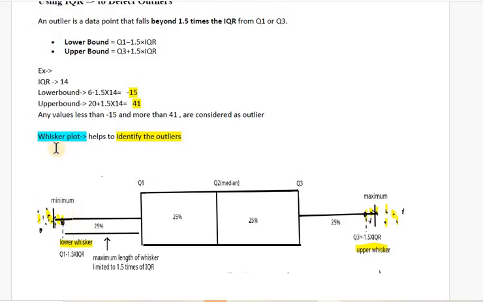This is the whisker plot. The whisker plot helps to identify the outliers. The whisker point is from here to here. This is the whisker length, which could be a maximum of Q1 minus 1.5 times IQR. This is the length on both sides. Here is the whisker point, and any values less than this will be considered outliers.